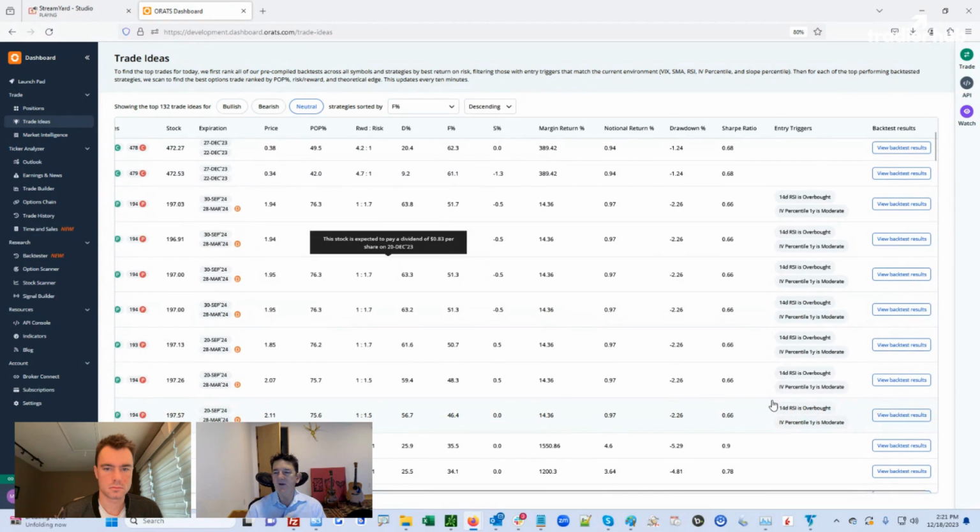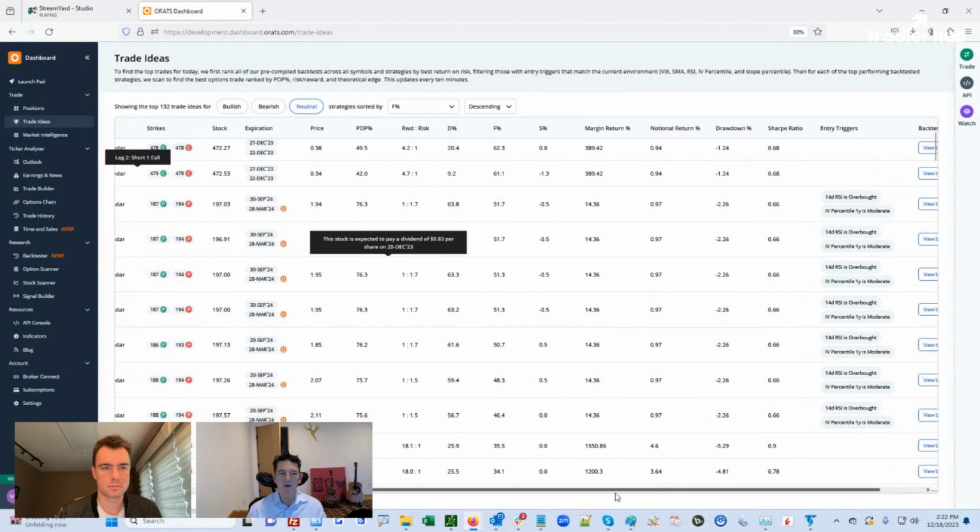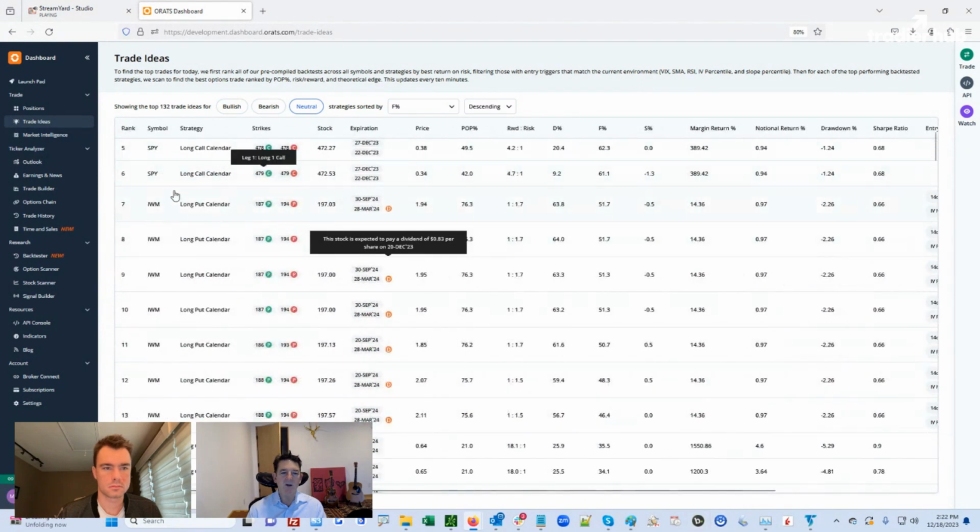What we do when we do these backtests is we only make the entry trade when these entry triggers are in that range. So overbought, which is kind of where we are now. I let the backtest and the trade ideas help inform me what strategies are doing well in this particular environment that we're in right now.